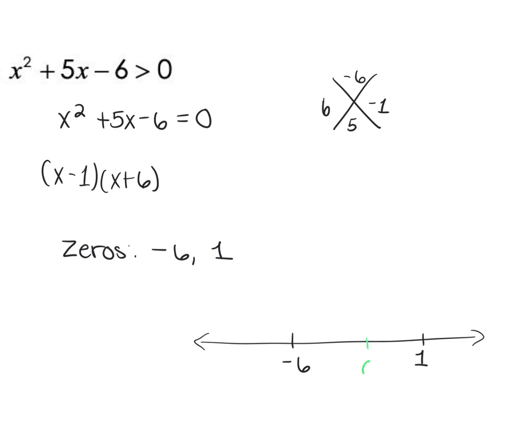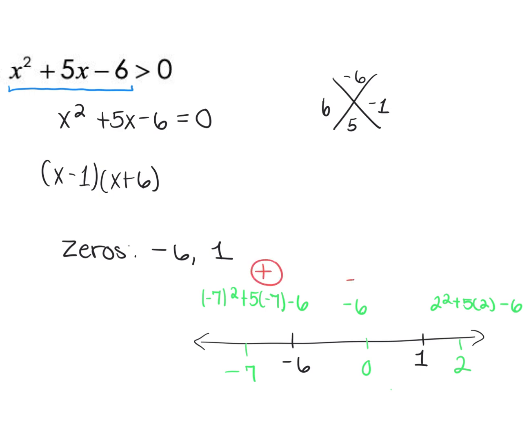So we're going to check the points 0, negative 7, and 2. So we choose points around negative 6 and 1 because this is when the graph crosses the x-axis. And we just plug these values in to our x squared plus 5x minus 6. So we plug in negative 7, and we end up with a positive value. And then we plug in 0, we end up with a negative value. And then we plug in 2, and we end up with a positive value again.